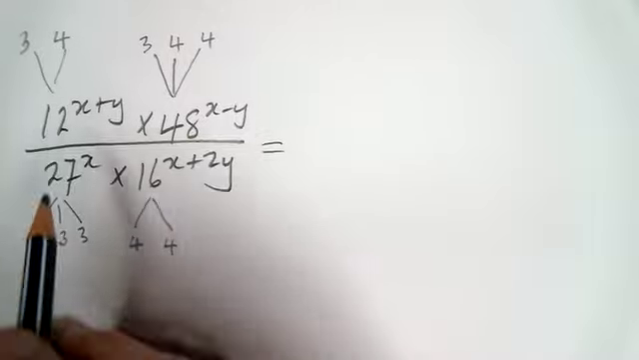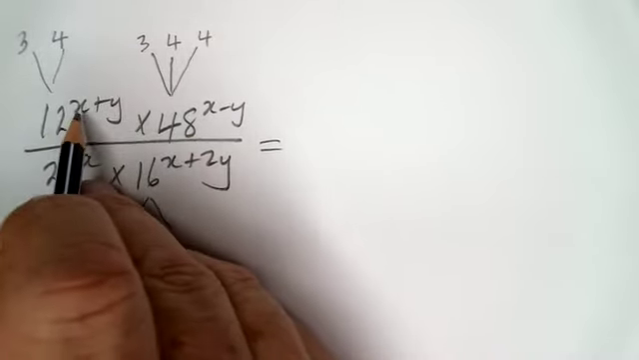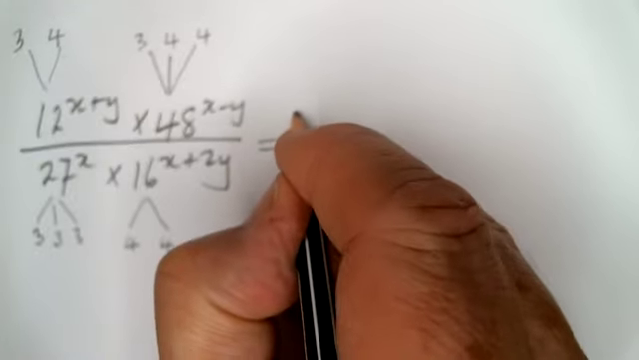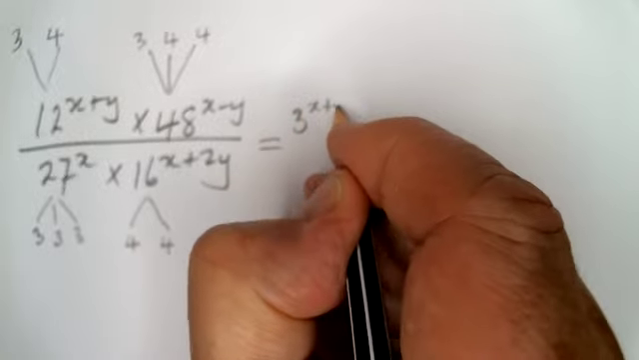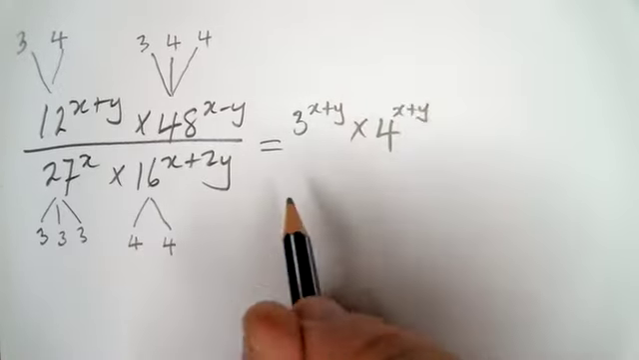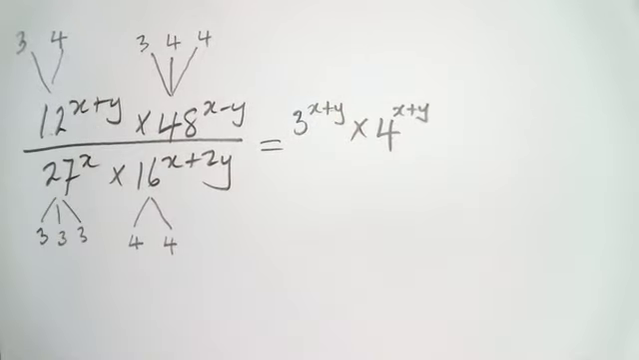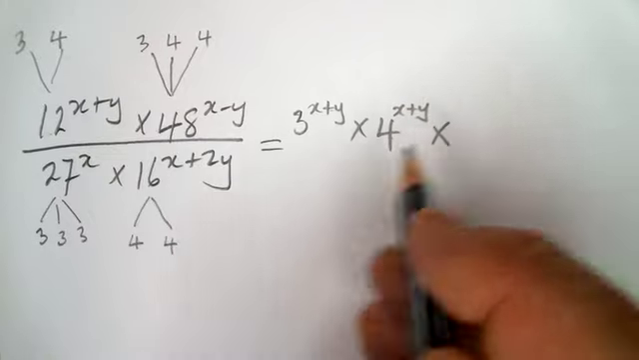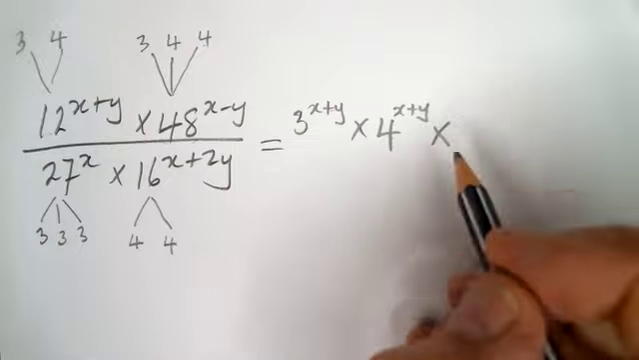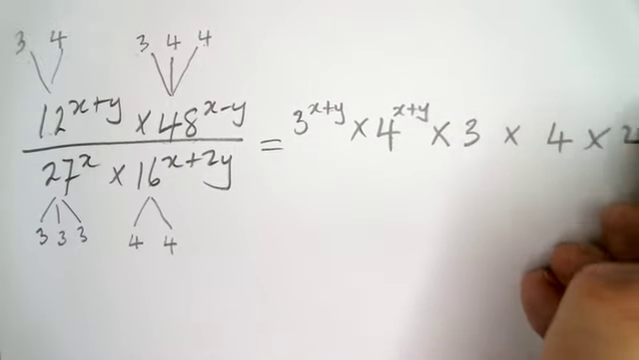All right, so first of all, I'm going to turn this into 3s and 4s because we know that 12 to the power of x plus y is going to be the same as saying 3 to the power of x plus y times 4 to the power of x plus y. In other words, 3 times 4 is 12, and they must have the same powers. That's all. Times 48. Well, 48 is 3 times 4 times 4. Here it is. 3 times 4 times 4.